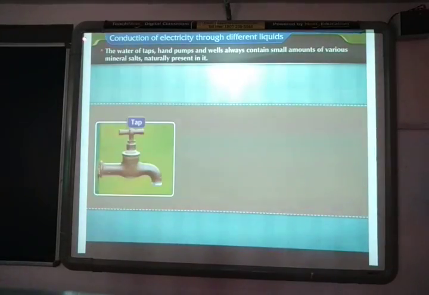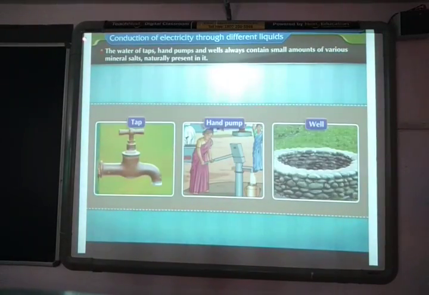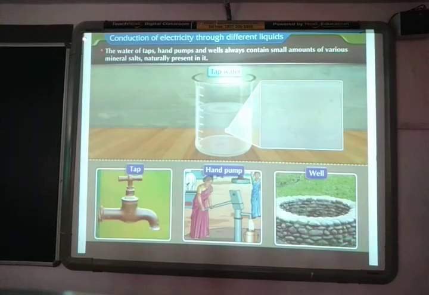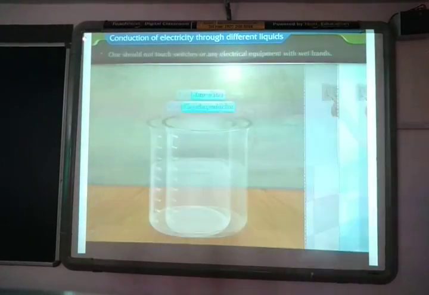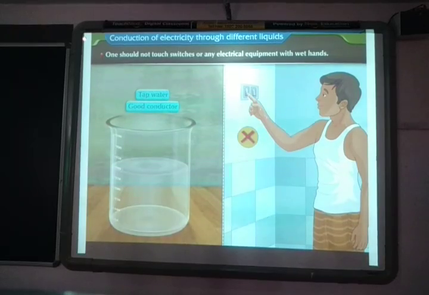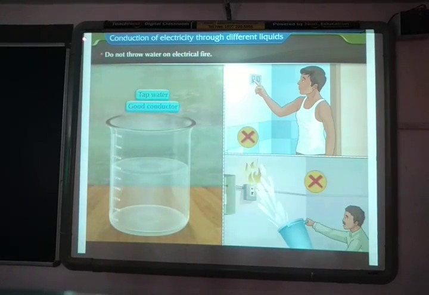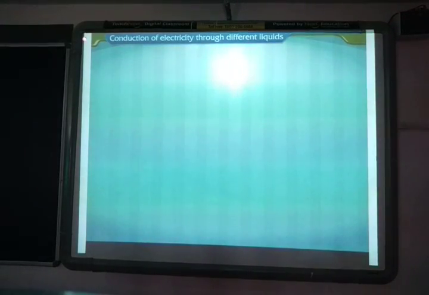The water of taps, hand pumps, wells, etc. always contains small amounts of various mineral salts naturally present in it. These dissolved salts conduct electricity, thereby making these water samples a good conductor of electricity. That is why one should not touch switches or any electrical equipment with wet hands or throw water on electrical fire.